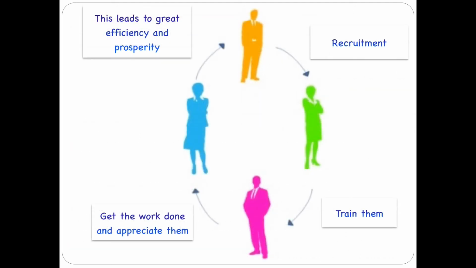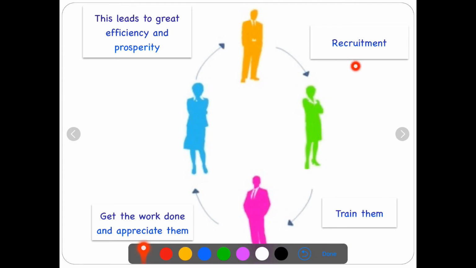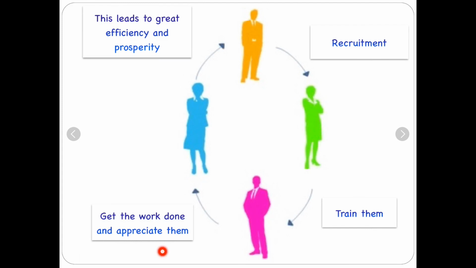Now observe this picture. Here, industrial efficiency depends upon the efficiency of the workers. This is what Taylor is telling us. How is this possible? For this, employees with required qualification and experience should be selected. Provide training to the selected employees and assign work according to their physical, mental, and intellectual ability. Get the work done and appreciate them, and this will lead to greatest efficiency and prosperity. So, efficient employees would produce more and earn more for the organization.